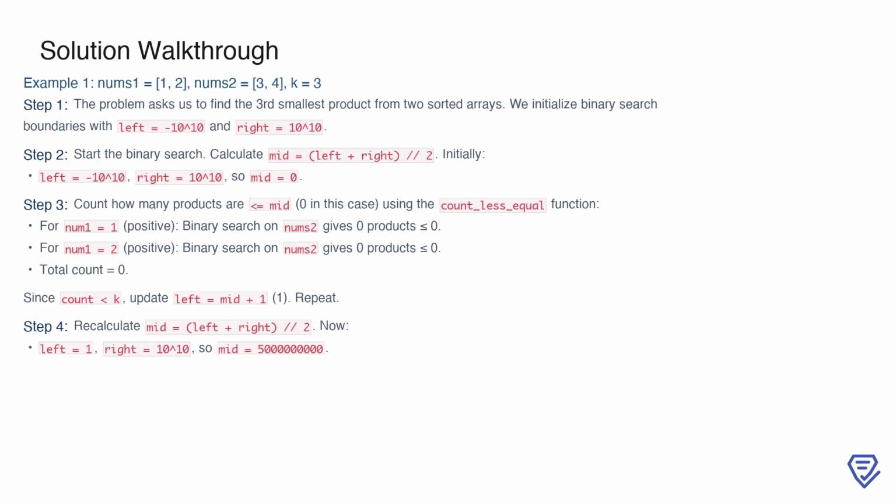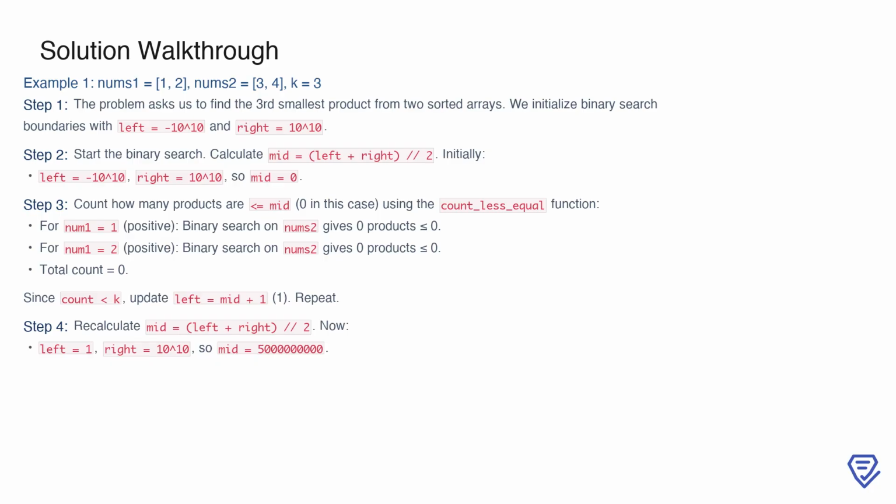With binary search, we calculate the middle value, mid, as the average of left and right. Initially, mid is 0 because left is -10 to the power of 10 and right is 10 to the power of 10. Next, we use a helper function called count_less_equal to determine how many products are less than or equal to mid. For each number in nums1, we check how many products we can form with elements in nums2 that are less than or equal to mid.